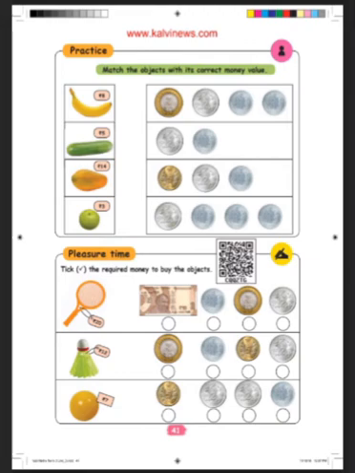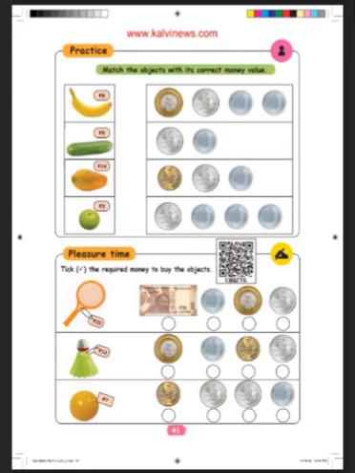Second one. Okay. Now take the required money to buy the object. That bat is 20 rupees. So a 10 rupee note and a 10 rupee coin. You can tick that. 10 plus 10, 20. Now for the car, it is 12 rupees. So you can take the 10 rupee coin, then a 2 rupee coin. 10 plus 2, 12.